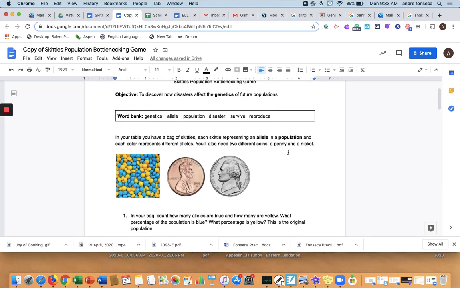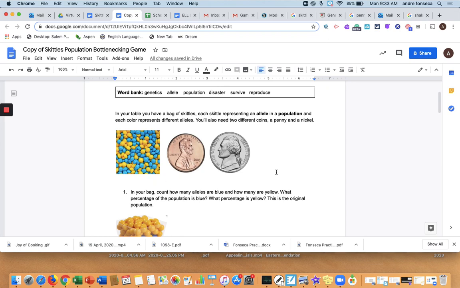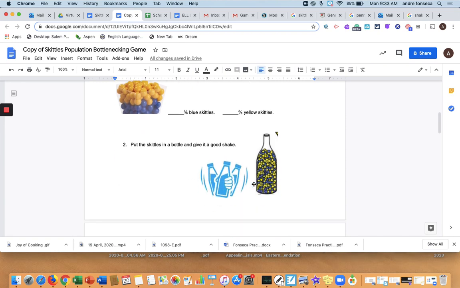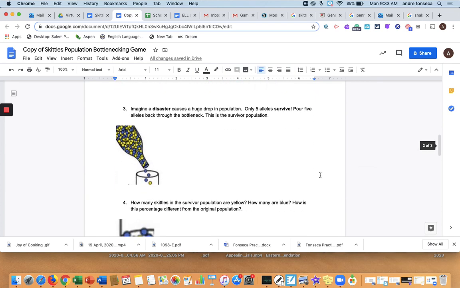And then I chunked or spaced out the directions and included visuals at each step. At the very beginning, it tells kids exactly what they'd need: the blue and yellow Skittles, the penny and the nickel. Then it asks them to set out the percentage of Skittles that are blue and the percentage that are yellow, showing them that they're going to put it in a bottle and shake it, with that image symbolizing a shake. And then step three, look at how much spacing there is between the steps. After shaking it, they're going to pour it out because there's been a disaster, and they're going to pour out 5 alleles. Those are the surviving ones.